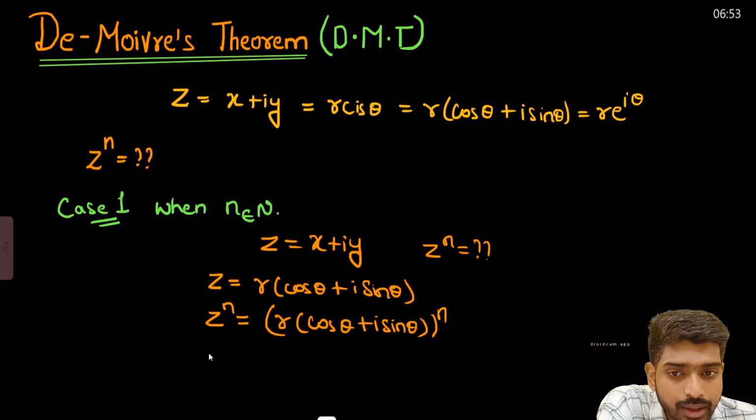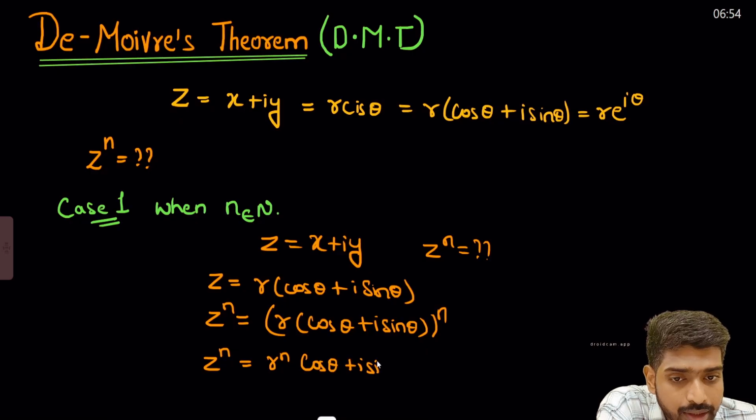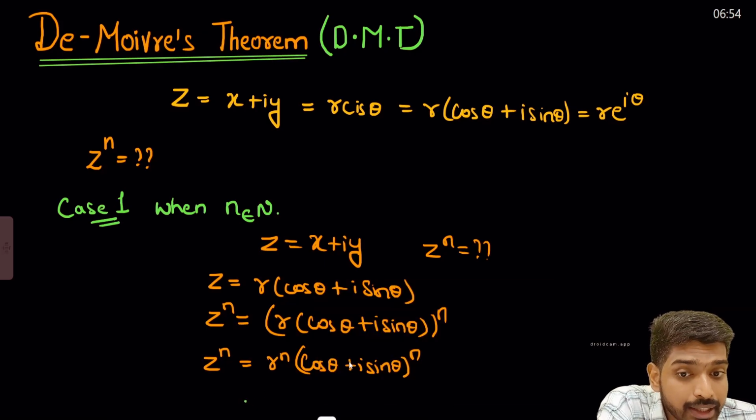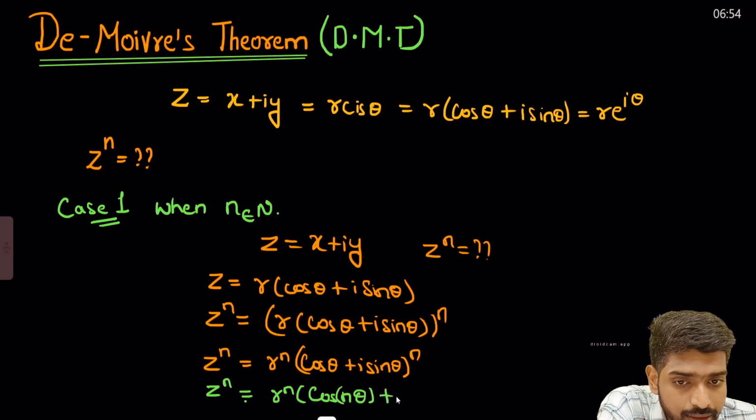Got it? Now, according to this theorem, this z power n will become the magnitude of the complex number to the power n, r power n, and cos theta plus iota sine theta to the power n, right? Now, this n can be multiplied in the angle. Z power n will become r power n, and this n will come inside and get multiplied with the angle. So cos n theta plus iota sine n theta. Got it?